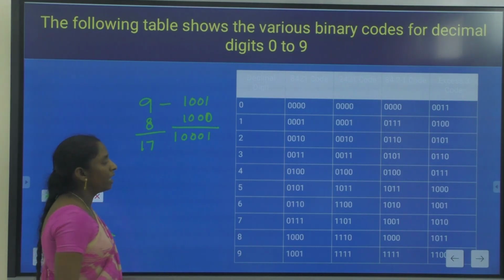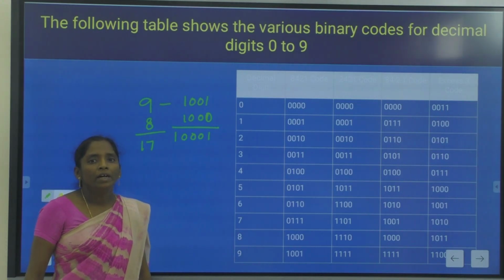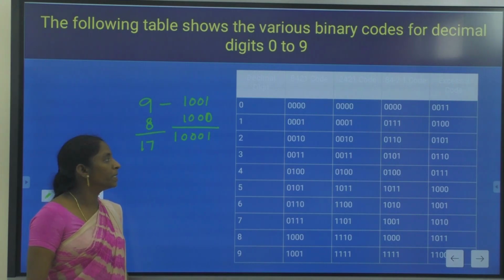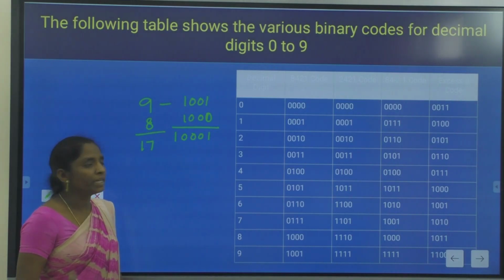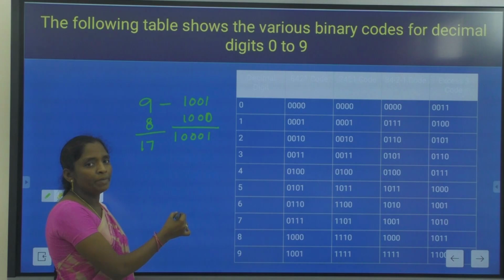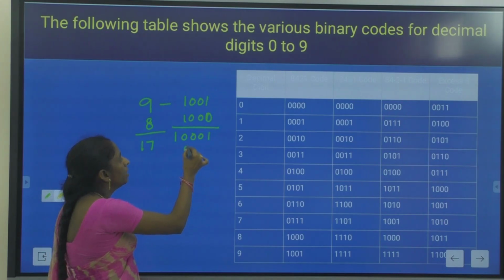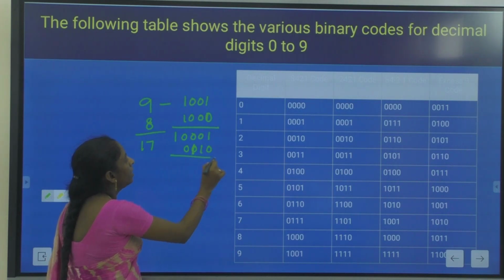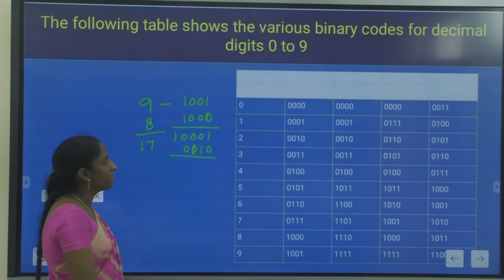So in that case also we require correction. For that purpose we are adding 6 to the result to get the valid BCD number. So add 6 to the result, then you get the valid BCD number.